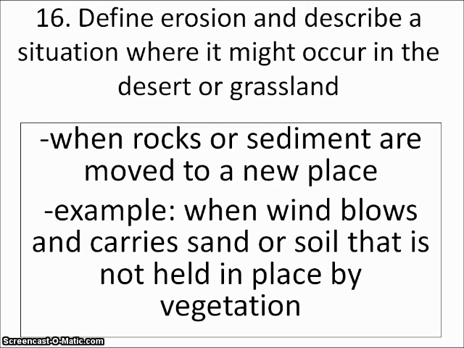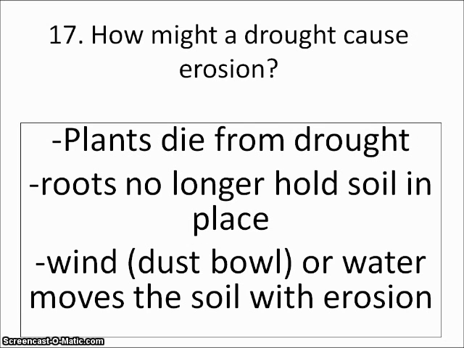16, define erosion and describe a situation where it might occur in the desert or grassland. Erosion is when rocks or sediment are moved to a new place. An example might be when the wind blows and carries sand or soil because it's not held in place by vegetation. If there's not plants growing, then there's nothing to hold the soil in place and the wind can just blow it away.